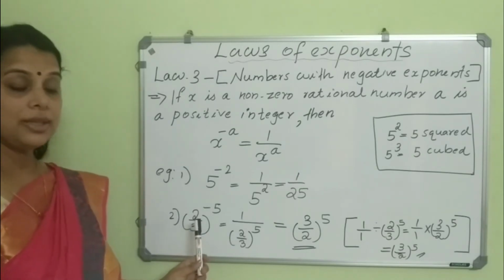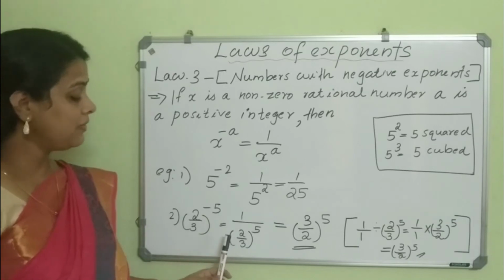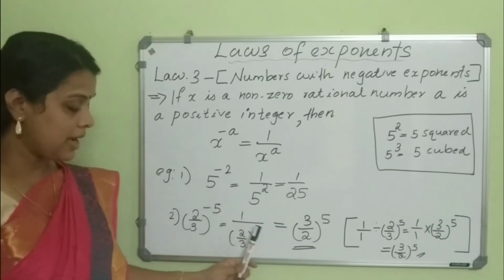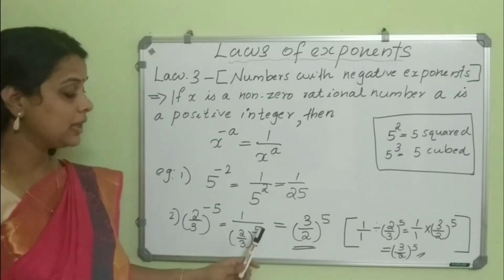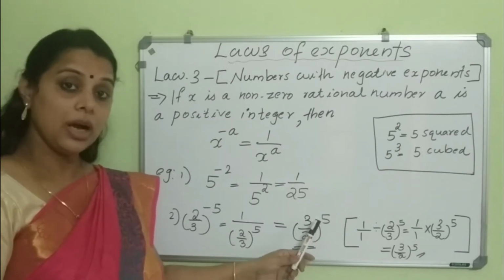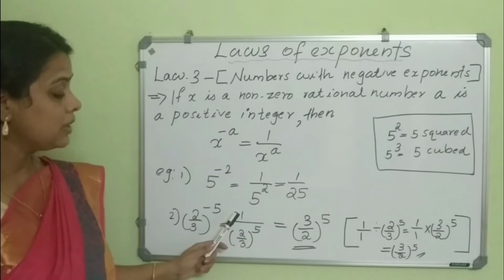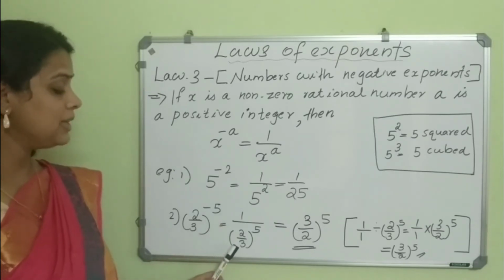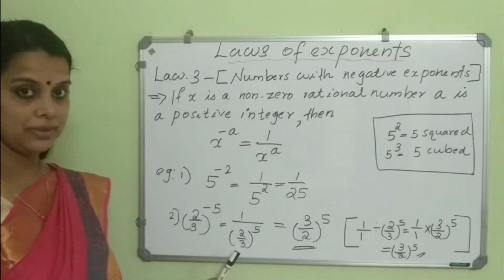Rational number 2 by 3. 2 by 3 raised to the power minus 5. That we can write 1 by 2 by 3 raised to the power 5. That we can write 3 by 2 raised to the power 5. How? Suppose this is a fraction, right? This is the numerator 1. 2 by 3 is the denominator. That means fraction divided by fraction.